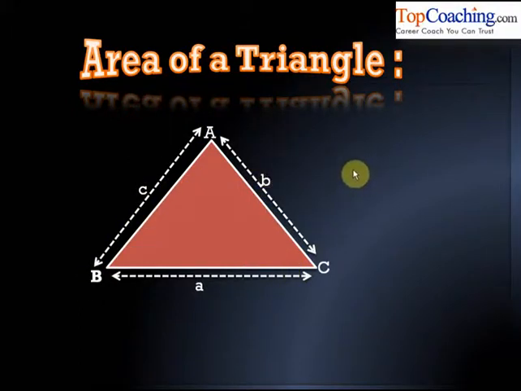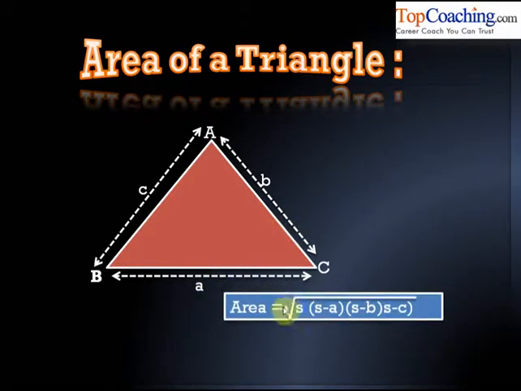So what is the area in this case? The area is equal to the square root of S into S minus A into S minus B into S minus C. Now this formula is known as Heron's formula. Here S is equal to A plus B plus C by 2 and is known as the semi-perimeter. So the area of any triangle with the side lengths A, B and C units is given by the square root of S into S minus A into S minus B into S minus C, where S is the semi-perimeter, equal to A plus B plus C by 2. These are the formulas which we have already studied in our previous classes.